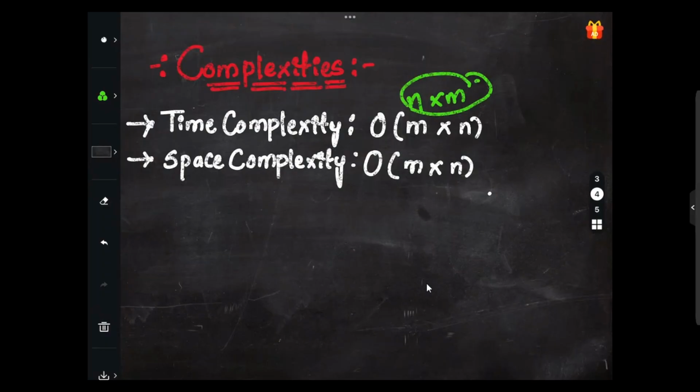So what would be the space complexity? Space complexity is big O of n into m as well. Why is it big O of n into m? Because we have to store the matrix somewhere, right? So we will be storing the matrix plus big O of n for the result array. So overall, the space complexity would lead to big O of n into m.